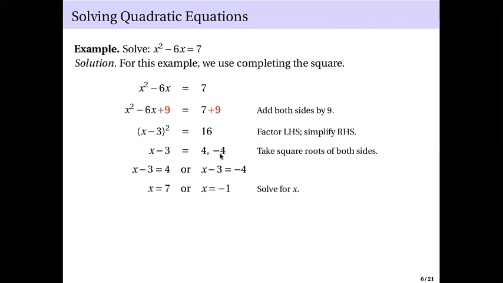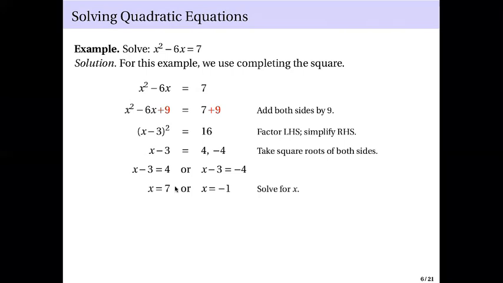And therefore, we will have x equals 7 or x equals negative 1. So we put this on the other side, that becomes plus 3. So 4 plus 3, that's 7. While on this side, we put this 3 on the other side, it becomes plus 3 again. So you have minus 4 plus 3, that's equal to negative 1.